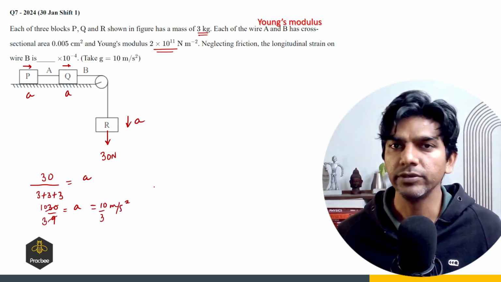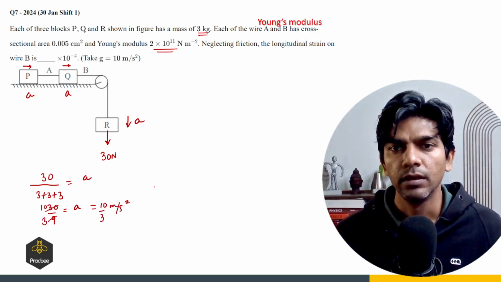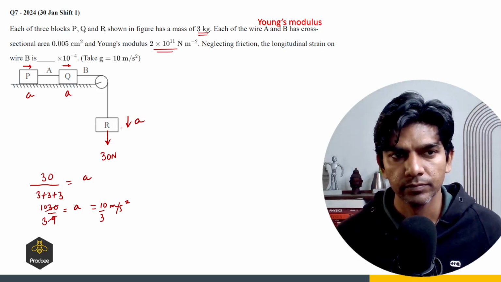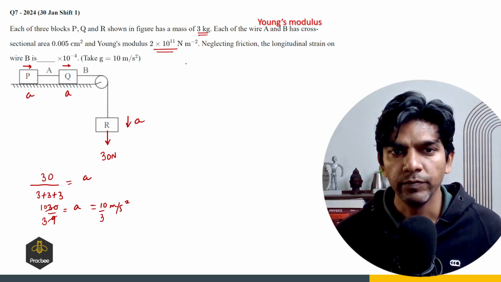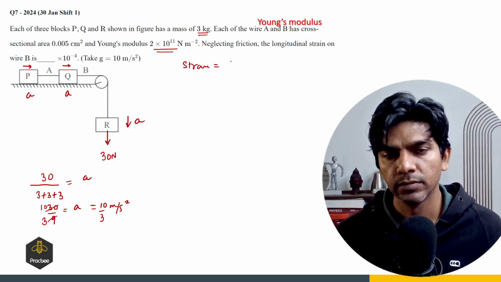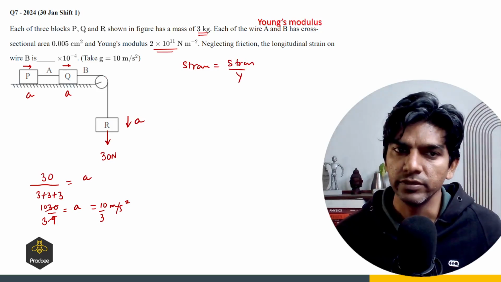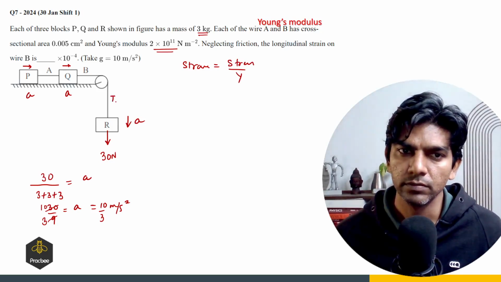So 10 by 3 meters per second squared is the acceleration. And we have to find the longitudinal strain in B. We know that strain is stress upon Young's modulus. Now what is the stress? So let us find the tension T1.